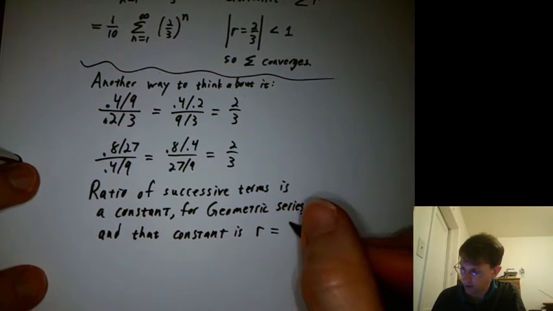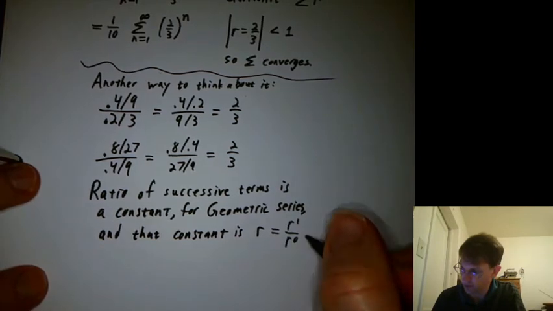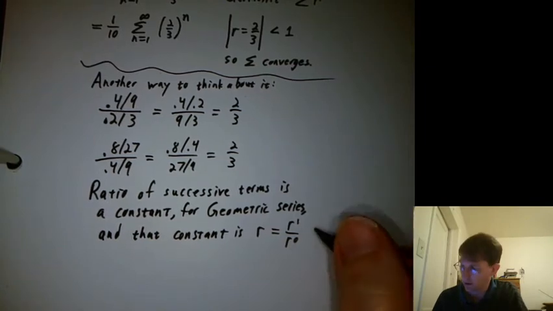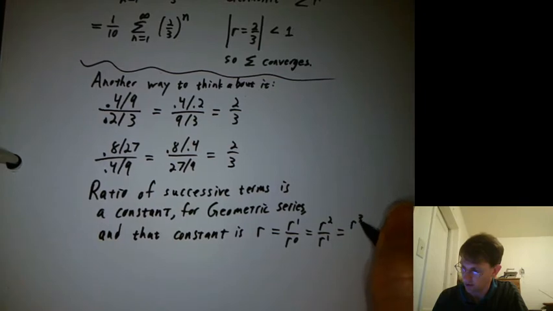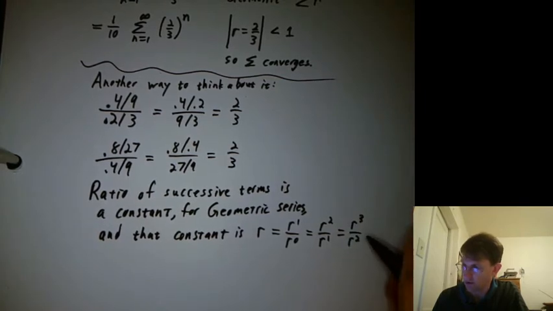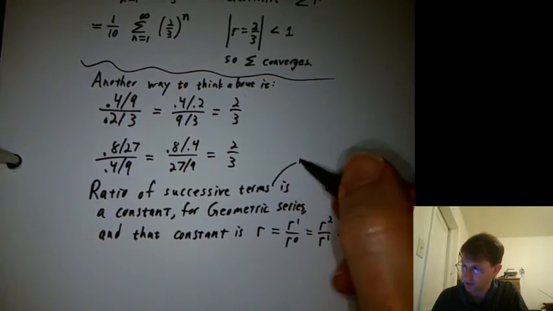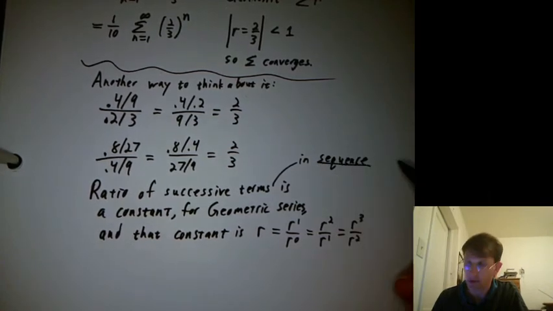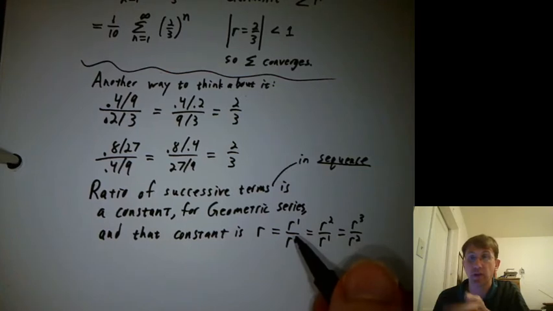So r is like r to the 1 over r to the 0. That's the ratio of the first term to the 0th term, or r to the 2 over r to the 1, or r to the 3 over r to the 2. So this is successive terms in the sequence. So that's a quick way to discover whether a series is geometric.